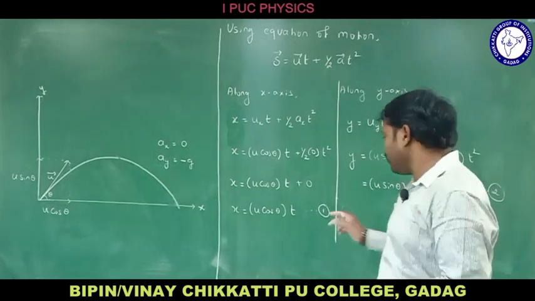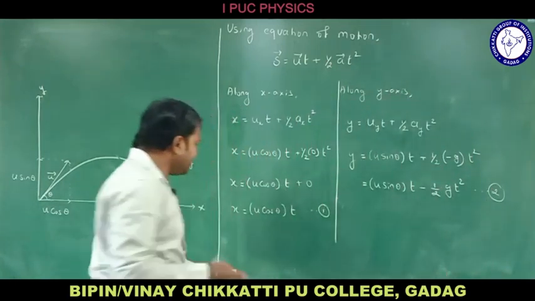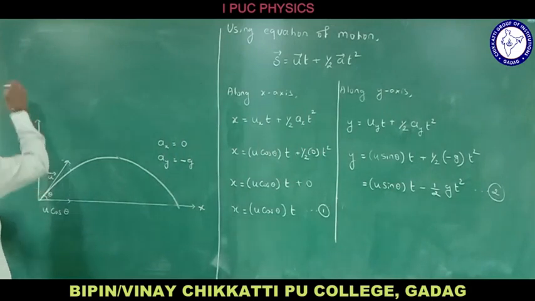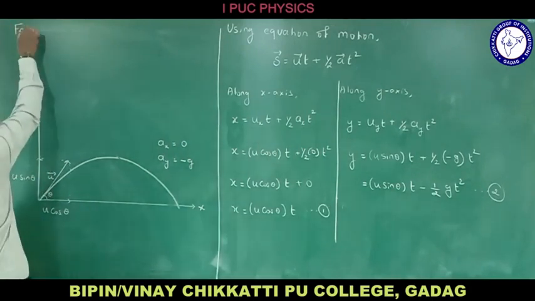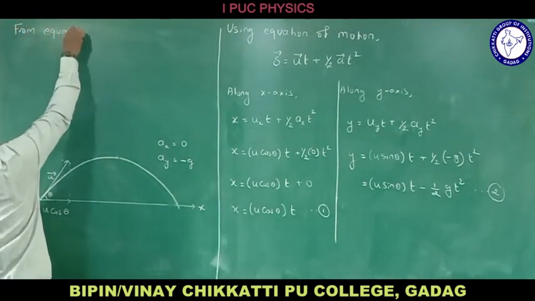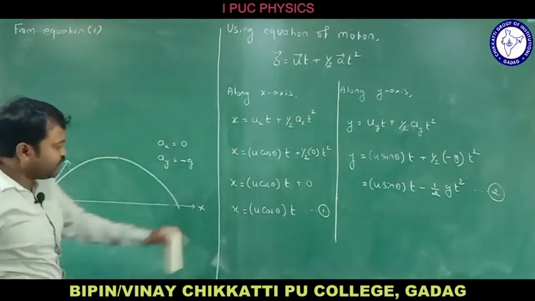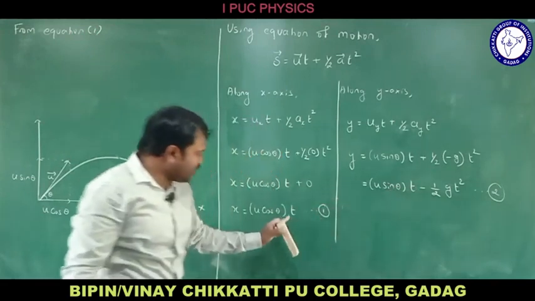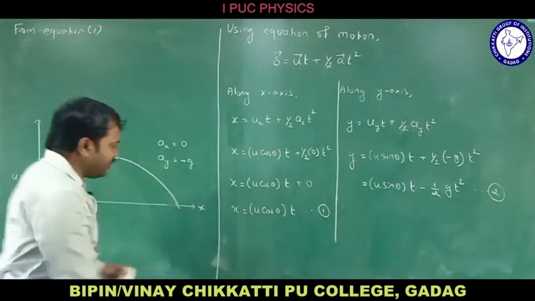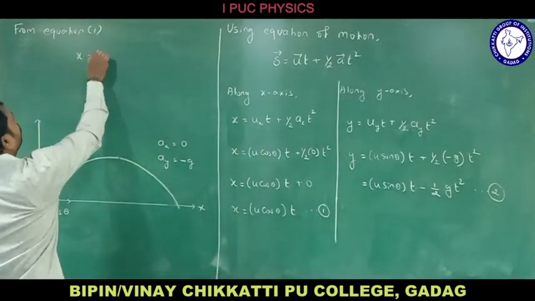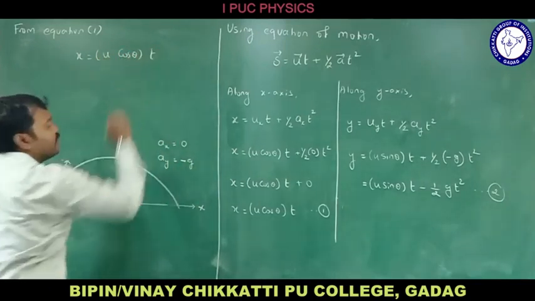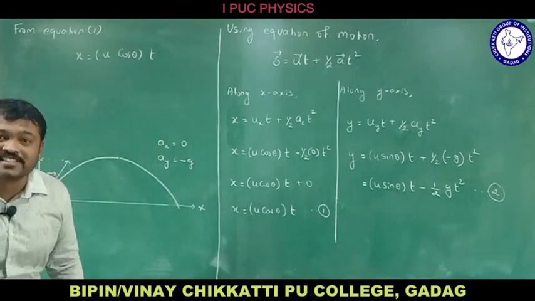Now let me move forward and continue with the derivation. From equation 1, what is equation 1? X equal to u cos theta into t. First I will be finding the value of t. X equal to u cos theta into t. What is t equal to?